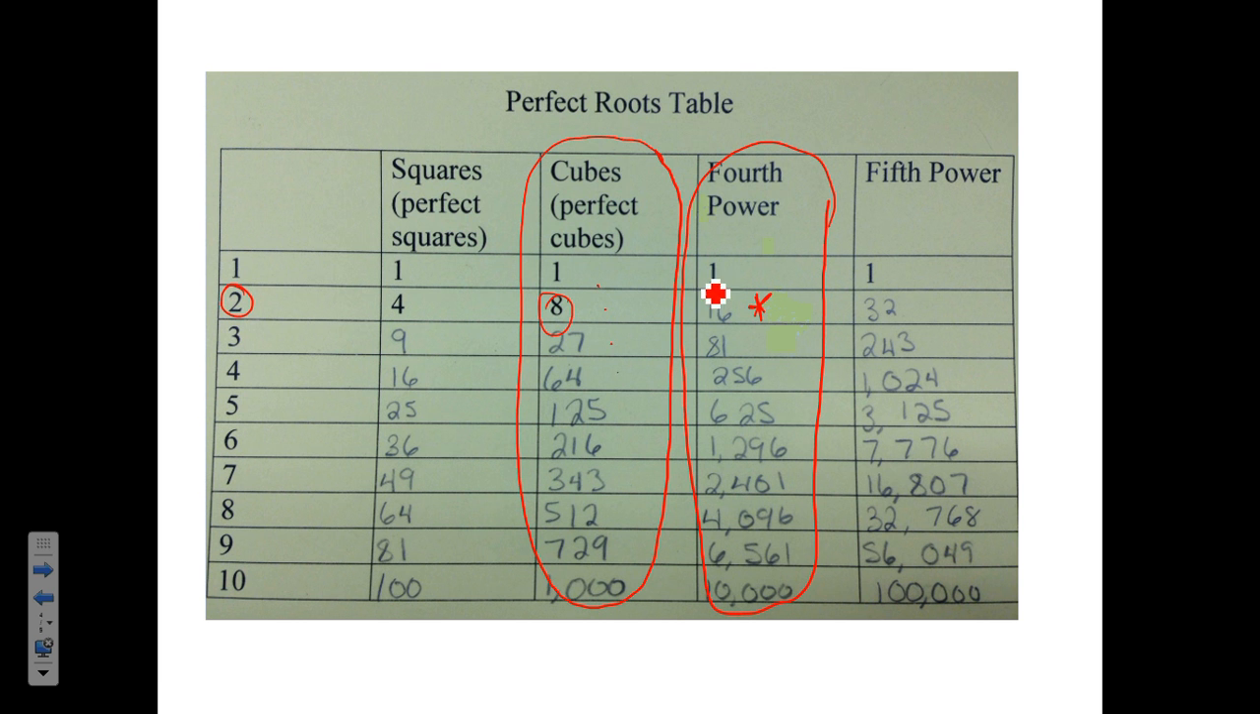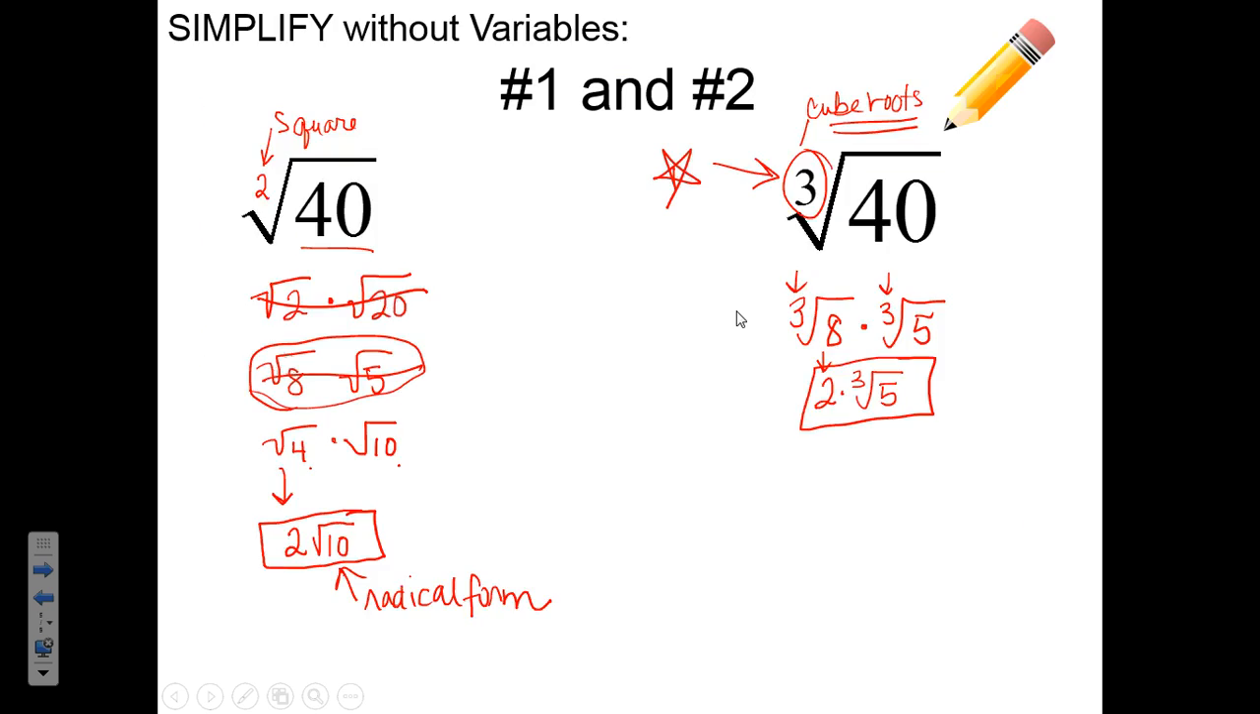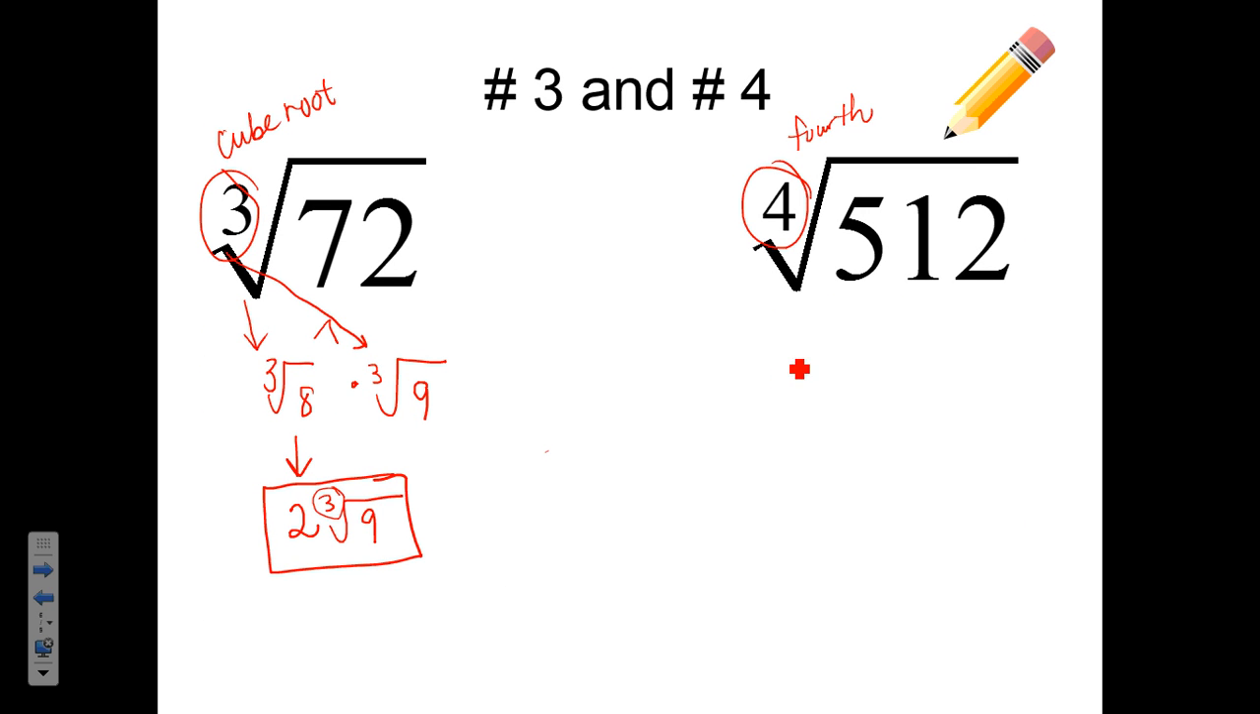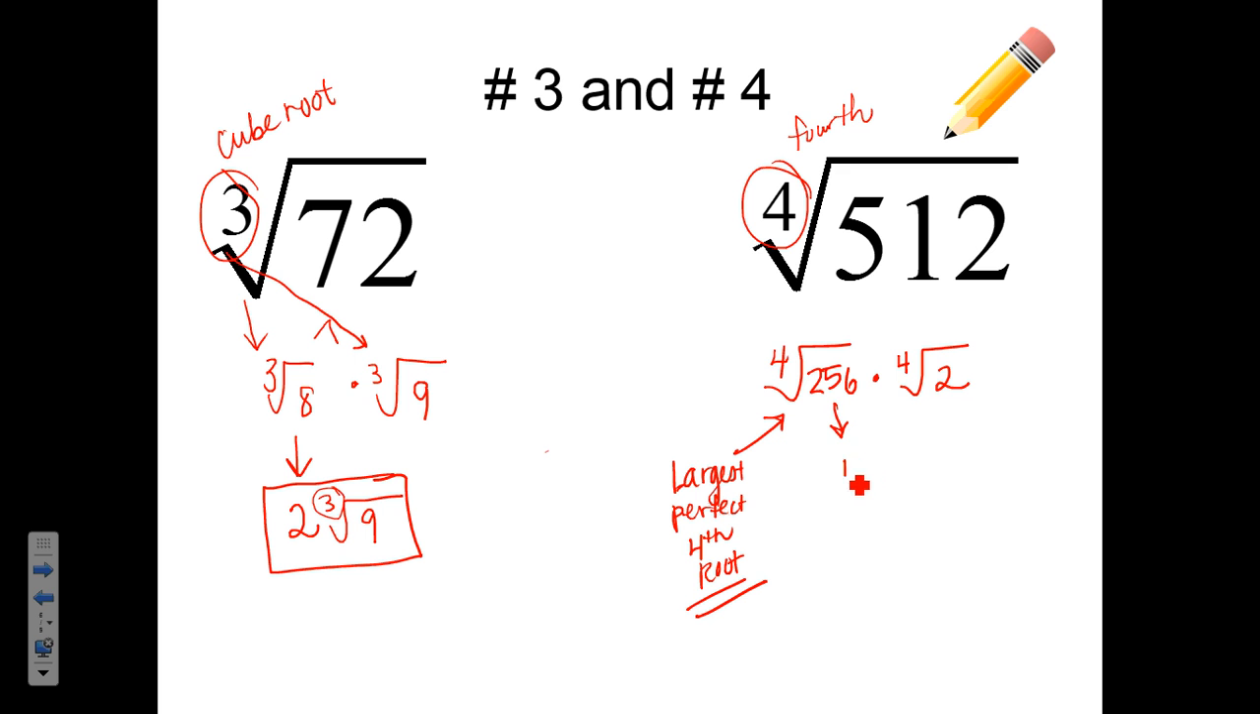So as we go down the chart, you're going to notice that the fourth root of 256 times the fourth root of 2 is the largest perfect fourth root. Okay, you want the largest. And the fourth root of 256 is 4, and the fourth root of 2 can't be broken down. So I leave it as the fourth root of 2. All right, so there's 4 examples without variables.